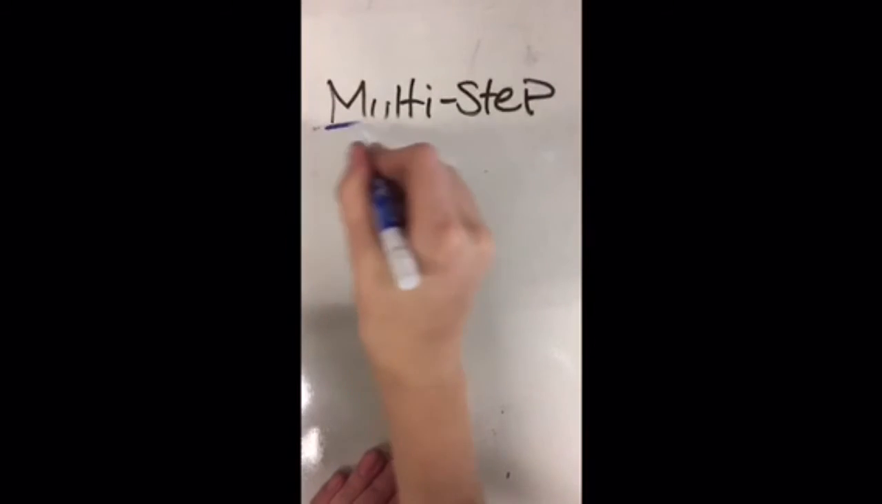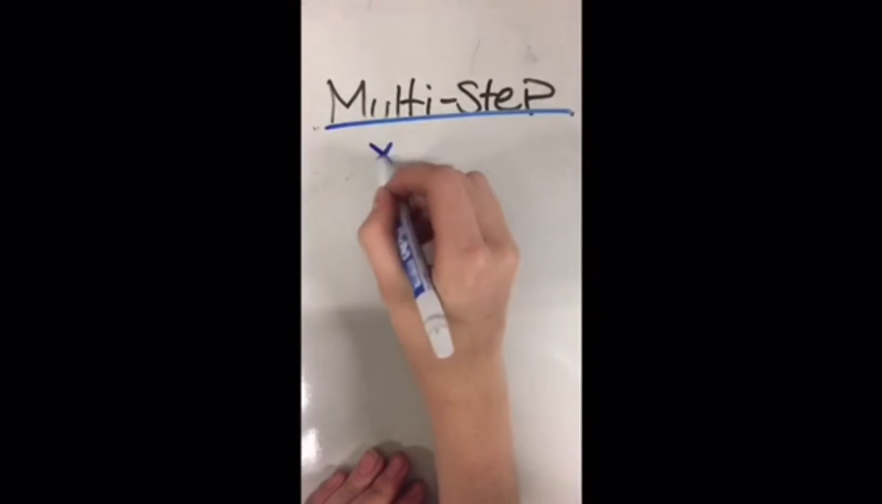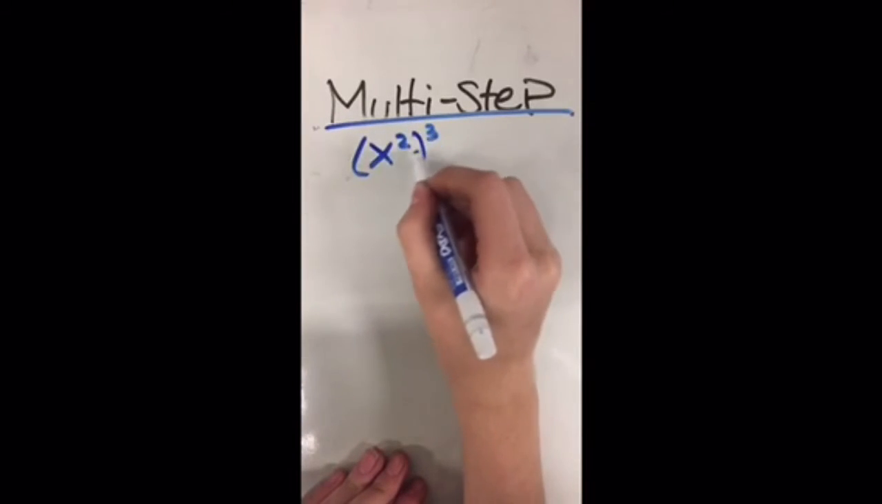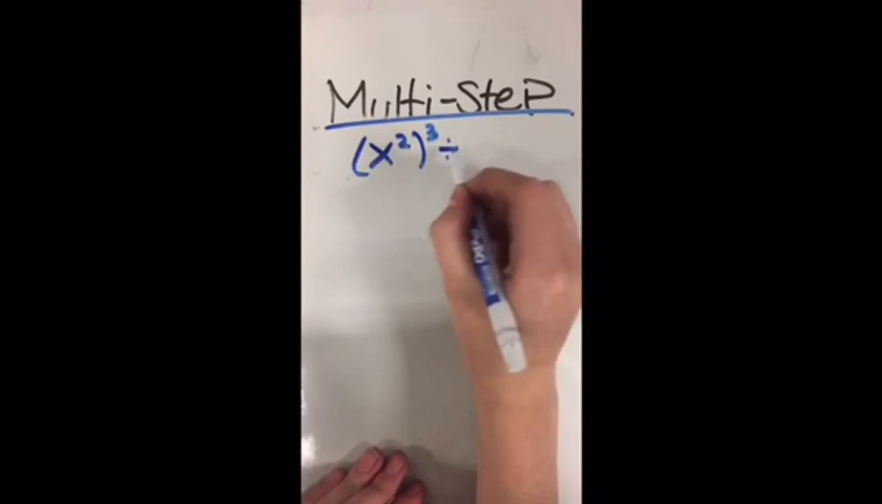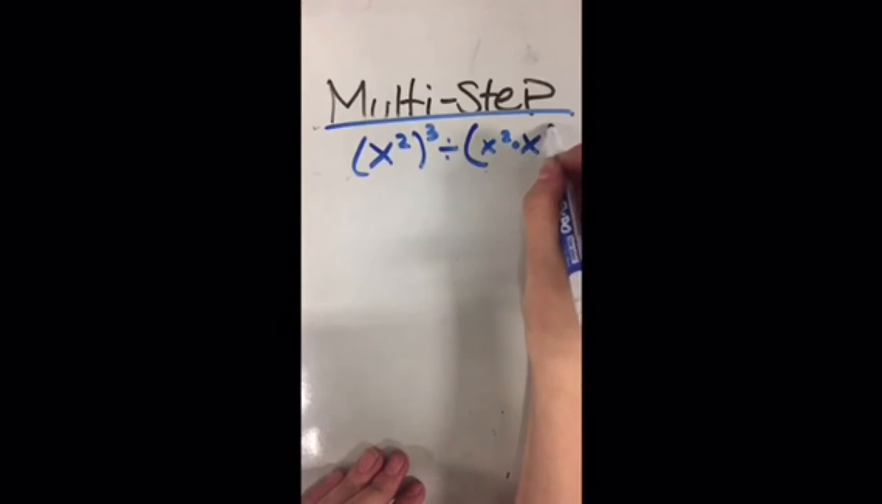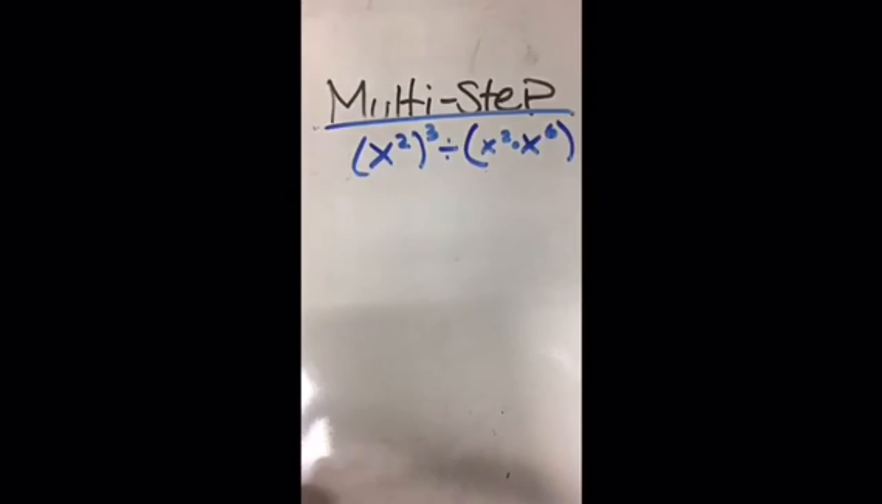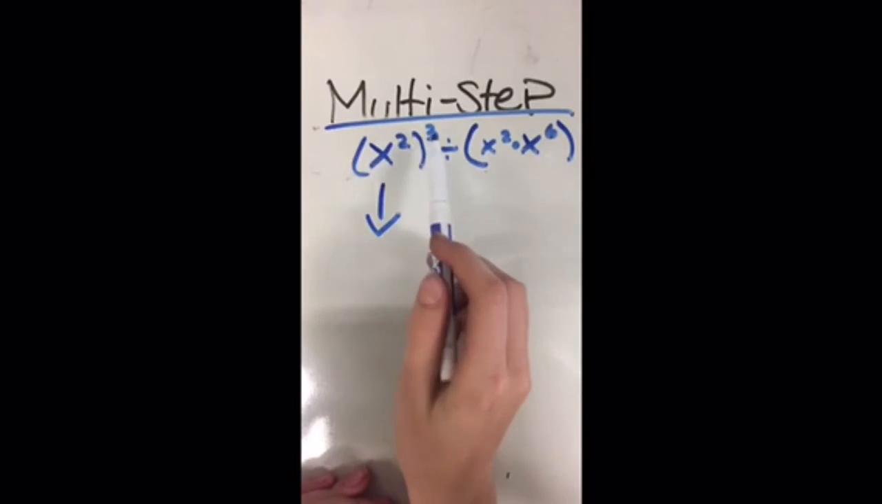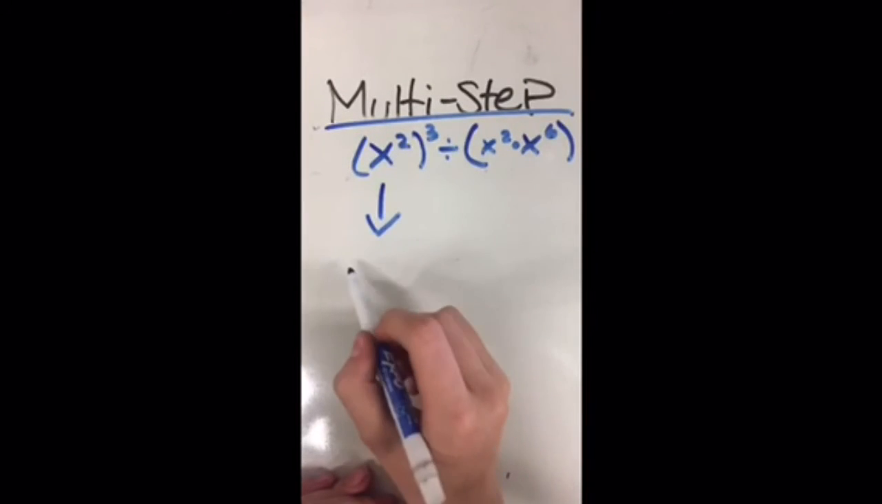Now we are going to show you a multi-step problem with exponents. Our problem is x raised to the power 2 into the power of 3 divided by x raised to the power 2 into x raised to the power 3. To solve the first expression, we are going to use the power-to-power rule, which is x raised to the power 2 into 3, which will result in x raised to the power 6.